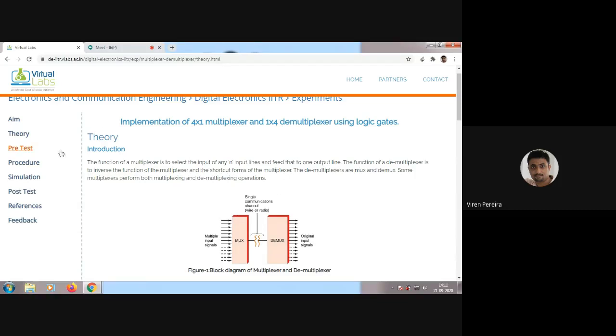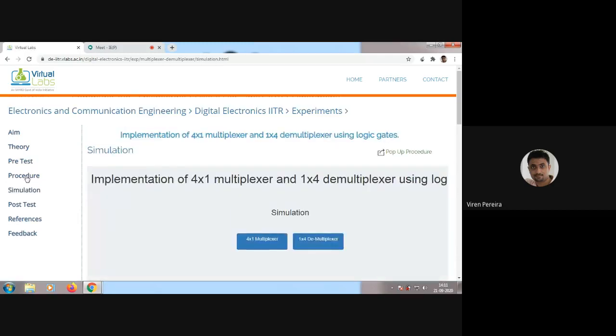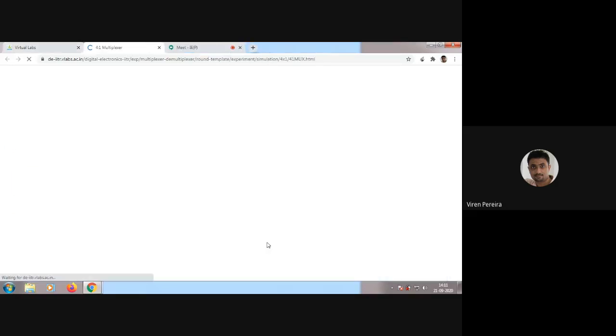Okay, now let's go for the simulation. Which one do you all want to go for first, multiplexer or demultiplexer? Multiplexer. Okay, and one more thing, right now you all go on your individual PCs also and go to that virtual labs link. You all already know how to do it. So go and do it yourselves as well.